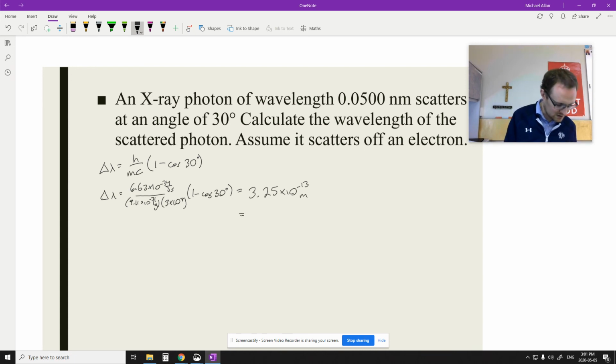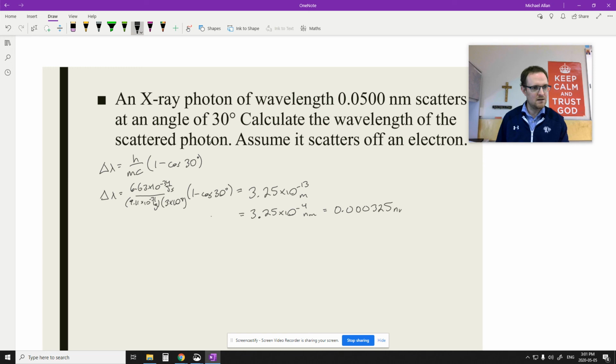Now, what I'm going to do with this number is divide it by 10 to the power of negative 9, just to see what that looks like as a nanometer. So still quite a small number. It's going to be 0.000325 nanometers. Okay, so that's how much the wavelength is going to change by.